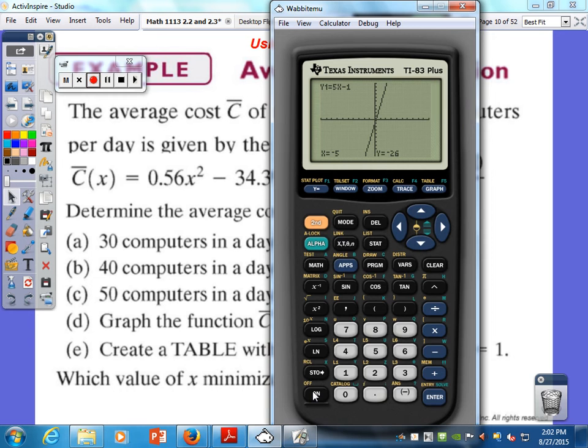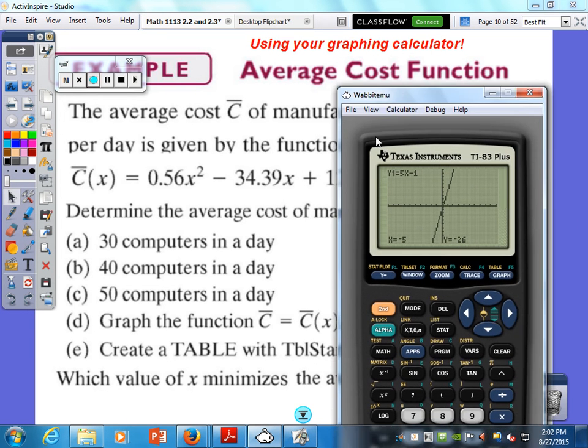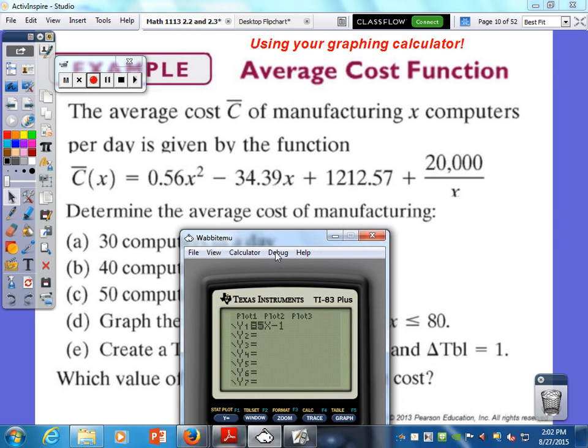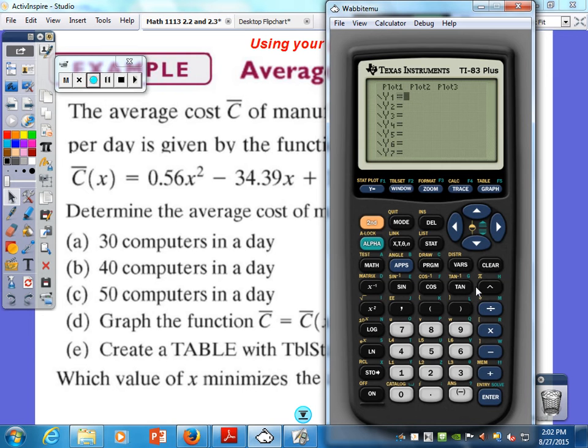So where are we going to put this function in? What's the first button I'd have to push in order to get this? Y is equal to. So y is equal to is where we will go first, and then we're going to replace it with all that mess. So I froze mine so I can actually put it in. So 156 squared minus 34.9x plus 1212.57.